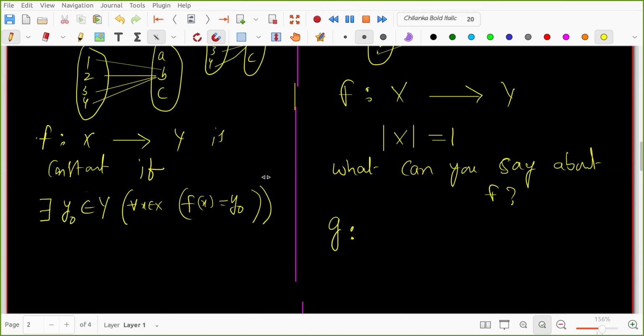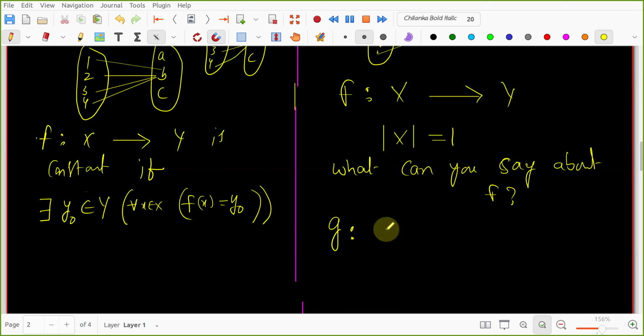Pujita? Sir, I think it is a constant function. Can you give us the reason why? Sir, because it satisfies the definition of a constant function. Constant function means all elements in the domain are mapped to a single element, but there is only one element. That means all elements are mapped to a single element only. That's why every function from X to Y becomes a constant function.